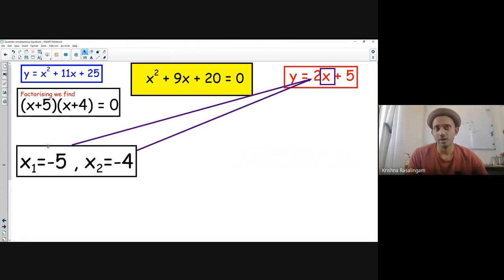So we're looking at it and we're thinking, what values can x be for that bracket to equal 0? Well, -5 plus 5 is 0. And what values can x be for the second bracket to equal 0? So -4. So we get two solutions that are -5 and -4.